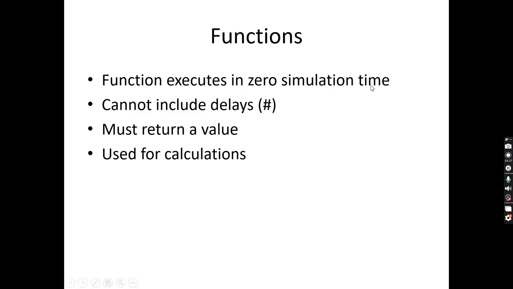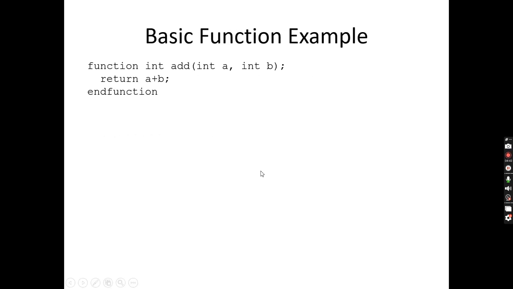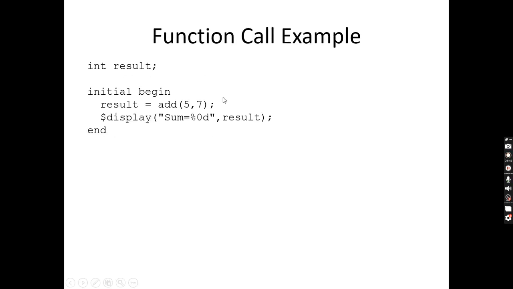Functions execute in zero simulation time, as you know very well, and they don't contain any delays. They must return a value in Verilog, but in SystemVerilog they don't need to; they can be void type and are used for calculations. So this is the basic function in Verilog and the function call. How can we call a function? Just by calling the function name and passing the values, and the value will be returned.